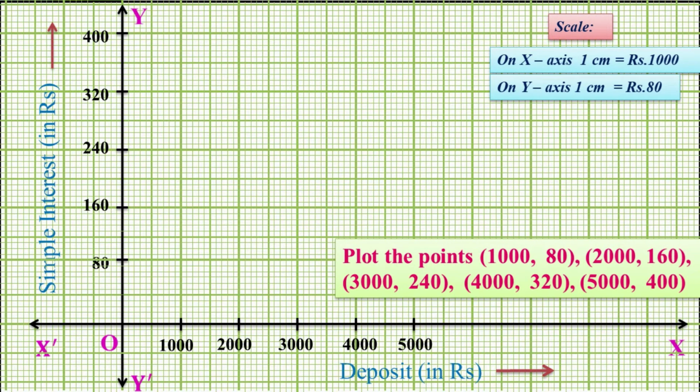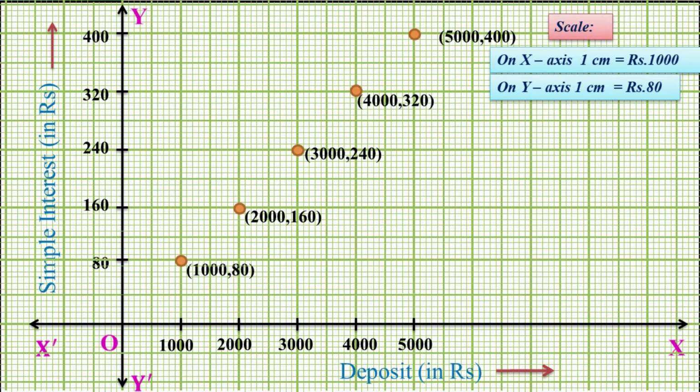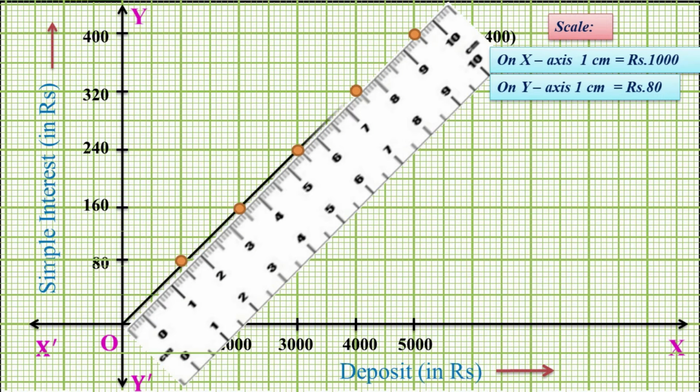1000, 80. X is 1000 and y is 80. 2000, 160. X is 2000 and y is 160. 3000, 240. X is 3000 and y is 240. 4000, 320. X is 4000 and y is 320. 5000, 400. X is 5000 and y is 400. Now join the points. Draw a straight line.